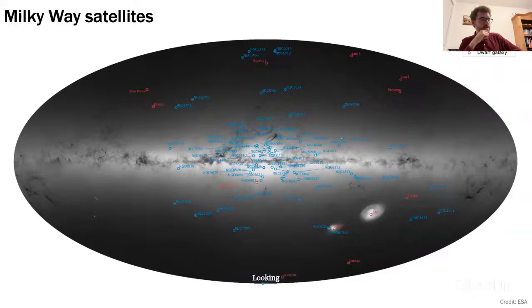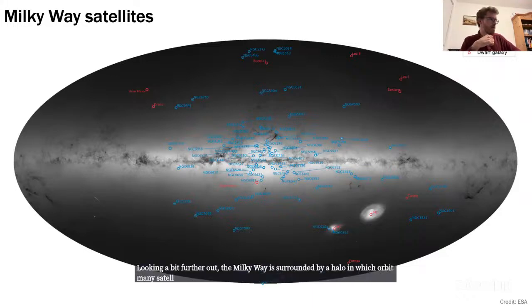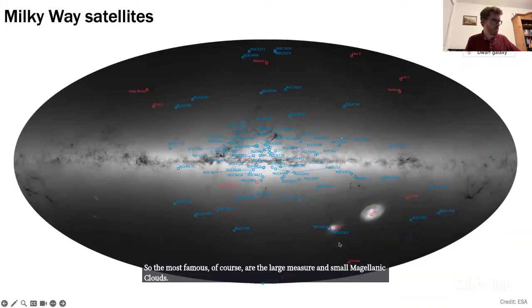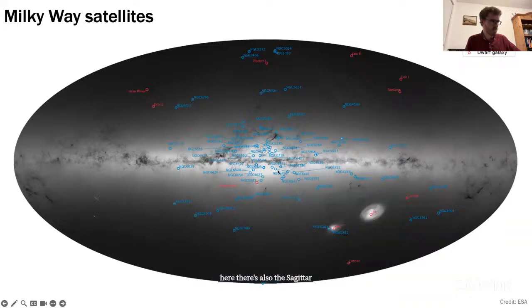Looking a bit further out, the Milky Way is surrounded by a halo in which orbit many satellites. So I've already mentioned the globular clusters. These are generally further in, so many of them are within the sun's orbit. They're shown in blue here. And there are also many dwarf galaxies. The most famous, of course, are the Large Magellanic and Small Magellanic Clouds here. There's also the Sagittarius dwarf galaxy here. Various others like Fornax, Leo 1, which are faint, but you can still see them with a reasonably small telescope if you've got good skies.